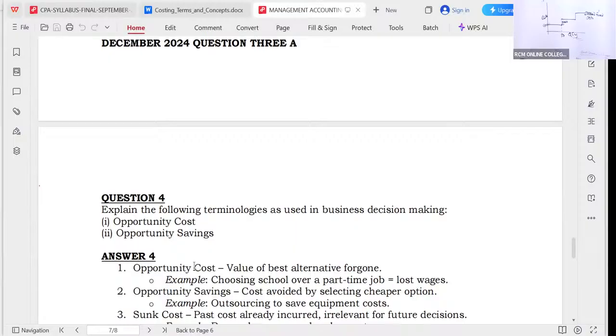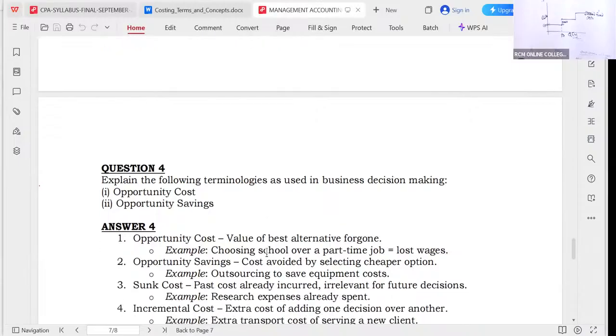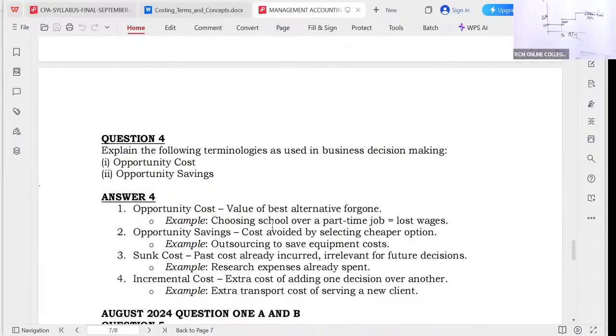Yeah, opportunity cost. So for example, ladies and gentlemen, some of you who are here today, I'm so sure you may have had other plans that would have given you some little money, like a part-time gig. So if you have been able to say no to that part-time gig, you've lost some wages. So the lost money is what we're calling an opportunity cost, an opportunity lost. And then we have opportunity savings. Yeah, cost avoided by selecting a cheaper option.